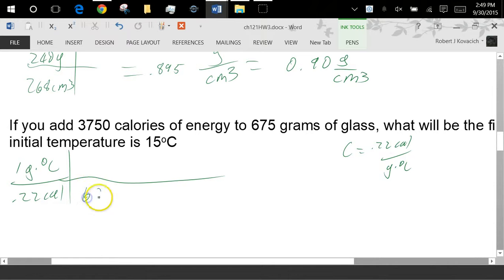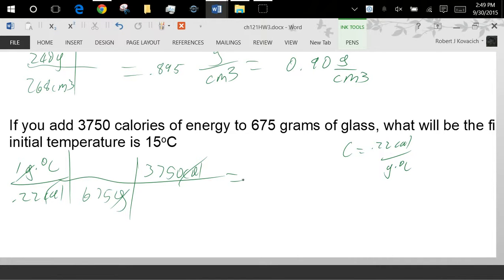675. So if I put 675 grams in the denominator, that gram unit's going to disappear. And then if I put 3,750 calories in the numerator, the calorie unit will disappear. And now all I have is a degree C. So 3,750 divided by 0.22, divided by 675. And so I get 25.3 degrees C.